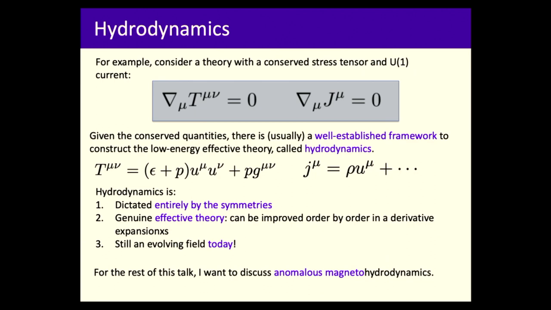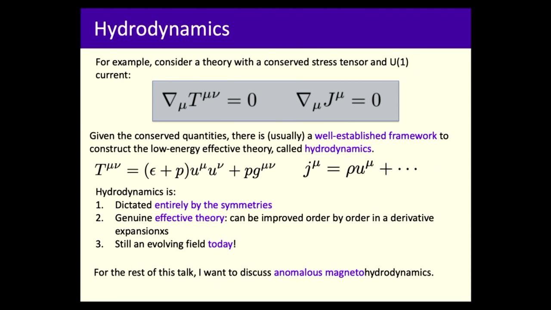So I think everyone has seen this at some point, even if you don't work on it. And let me just say a few words about hydrodynamics. Number one, in principle, it is dictated entirely by the symmetries. Once you know the symmetry, there's an algorithm to get these guys out. Okay? Number two, it is a genuine effective theory. Okay? This is the first term in some sort of derivative expansion, and you can keep improving it order by order in an expansion in derivatives. So it's a genuine effective theory framework that in principle you can make as accurate as you like.